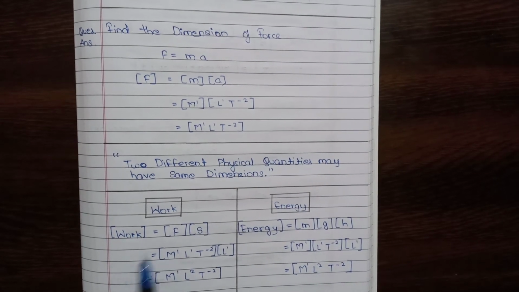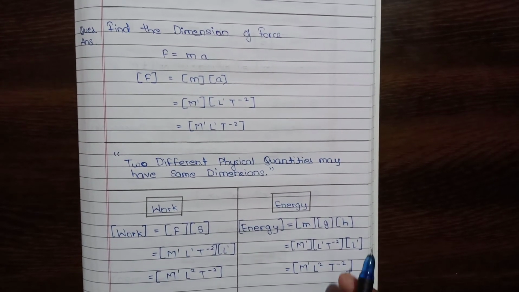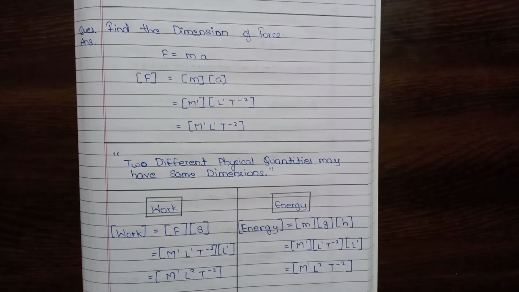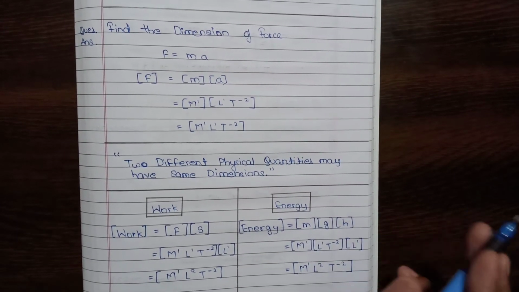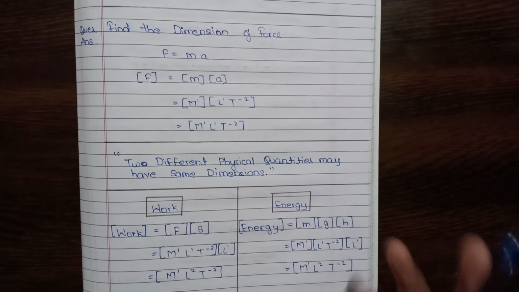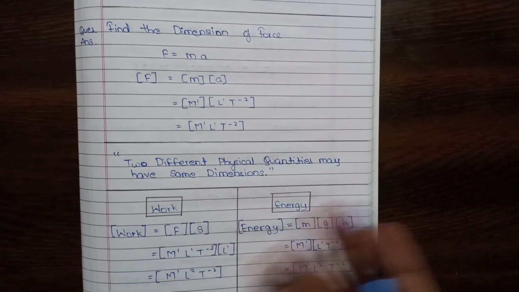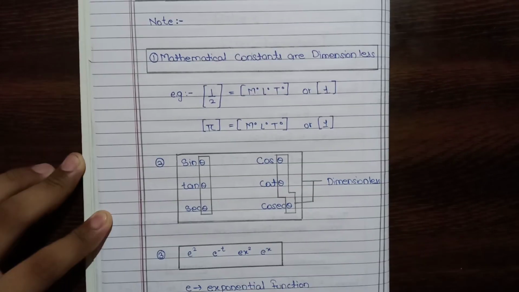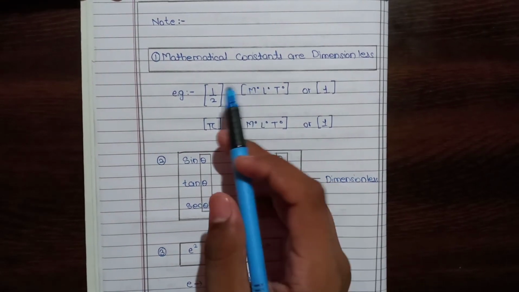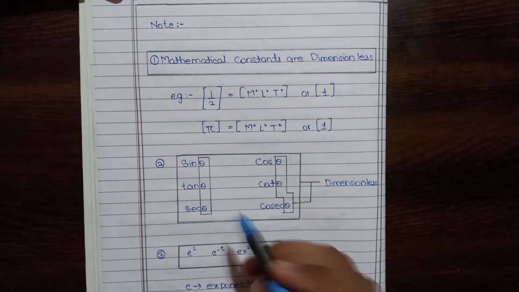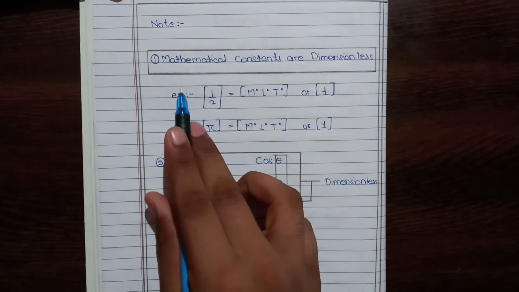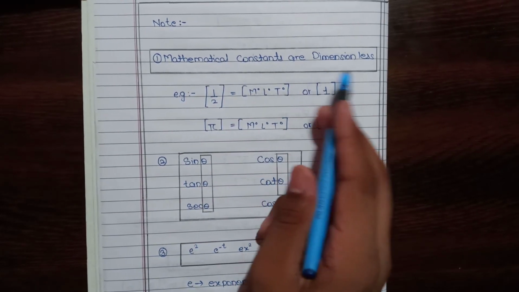So what you saw is that work and energy can possess the same dimensions, but the only condition is that both of them should be physical quantities and not any other quantity. Now here we have a note which says that it is divided into mainly 4 parts. So the first one is mathematical constants are dimensionless.